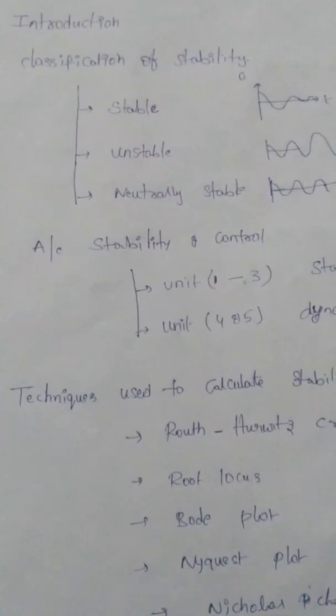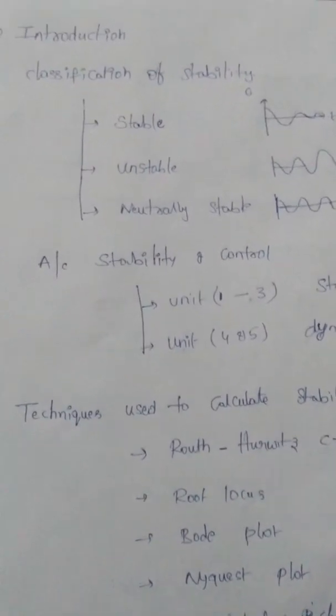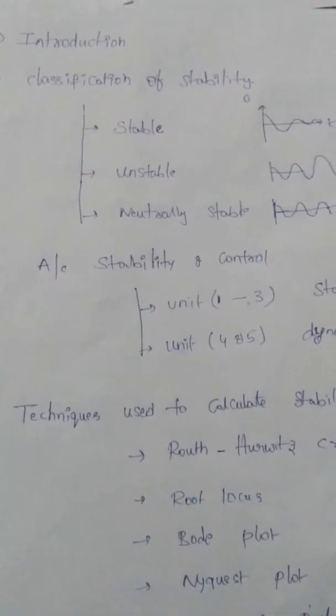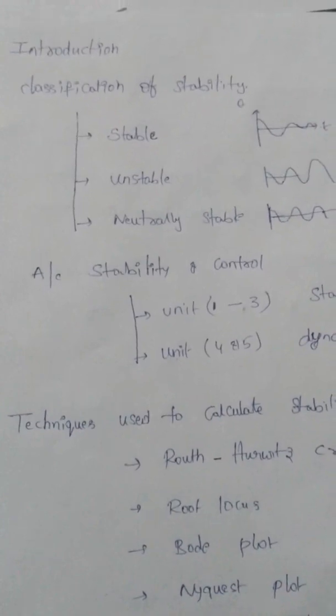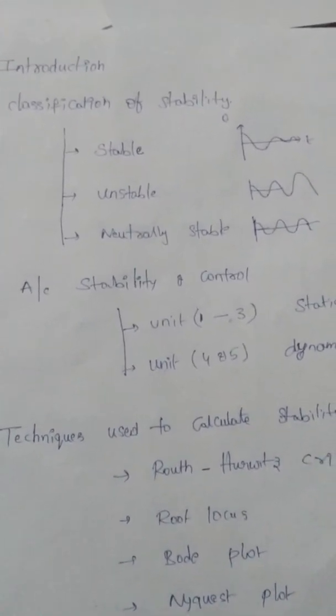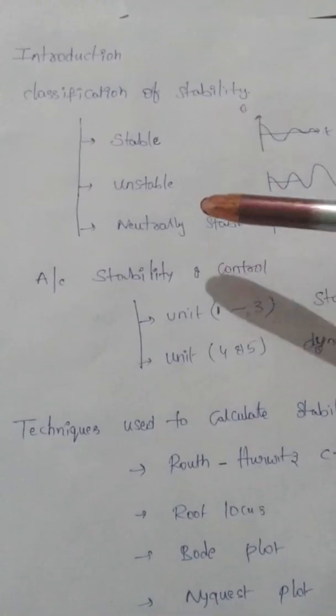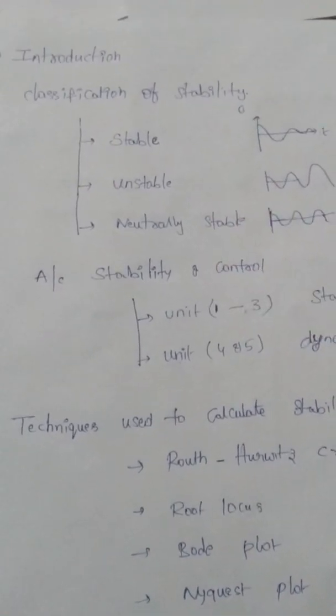So this course is aircraft stability and control. I hope everyone remembers that. Stability is nothing but a tendency of any system. In stability we can classify it into three parts: one is statically stable, unstable, and neutrally stable.